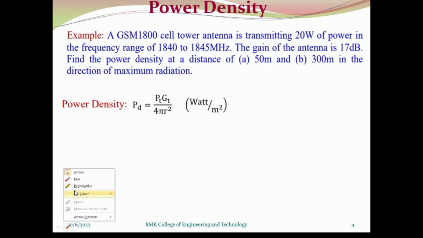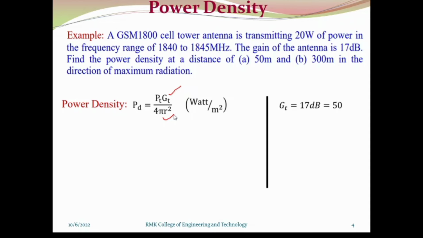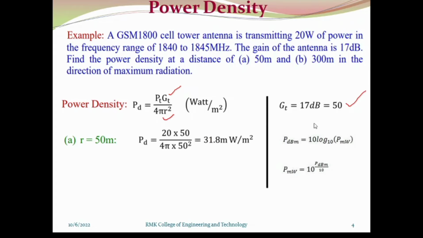So we know the power density formula: PD is equal to transmitting power and gain of the transmitter antenna divided by 4 pi R squared. The unit is watts per meter squared. Now first we have to convert the given gain in dB to a linear value. So we have to convert dB to linear scale. For 17 dB, if we convert to linear, it will be 50. And this is the formula for converting the given dB into linear scale. Now the first case we have to calculate is for distance equal to 50 meters.